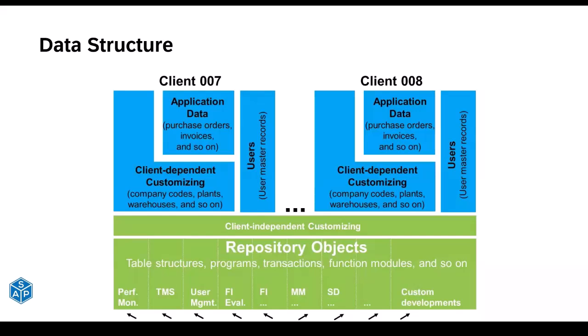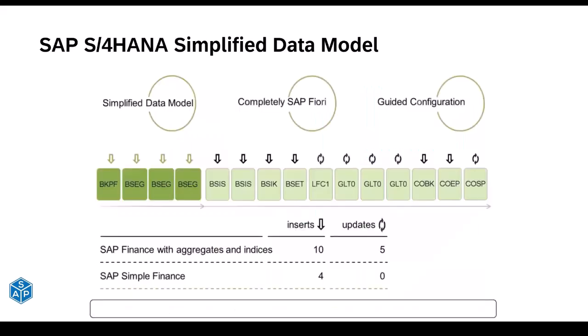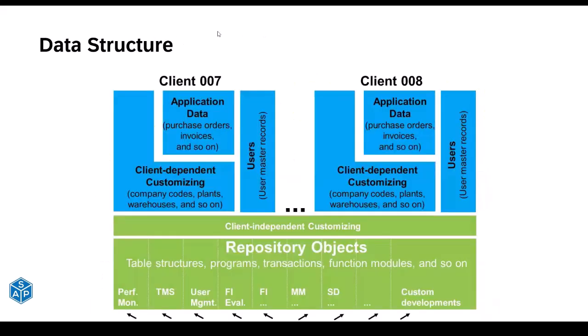Why is user management common in both? Where is the user management common? He's saying user master. It is not common, because that is client dependent. See, this is the user master record for client 007, and this is the user master for client 008. So where is it common?